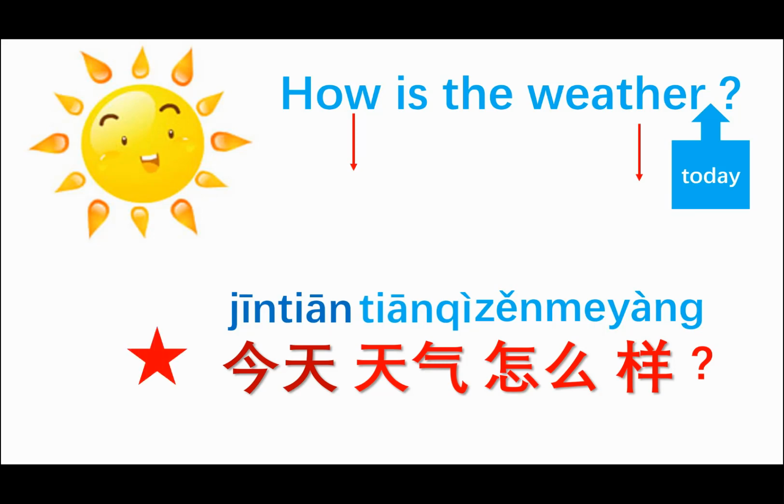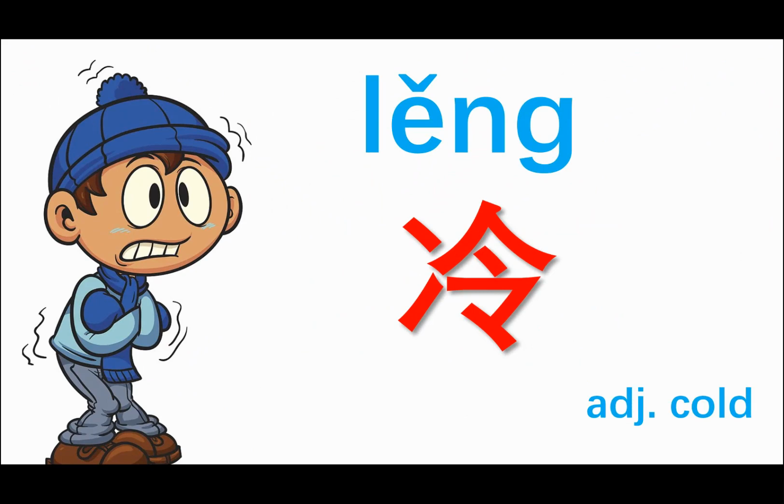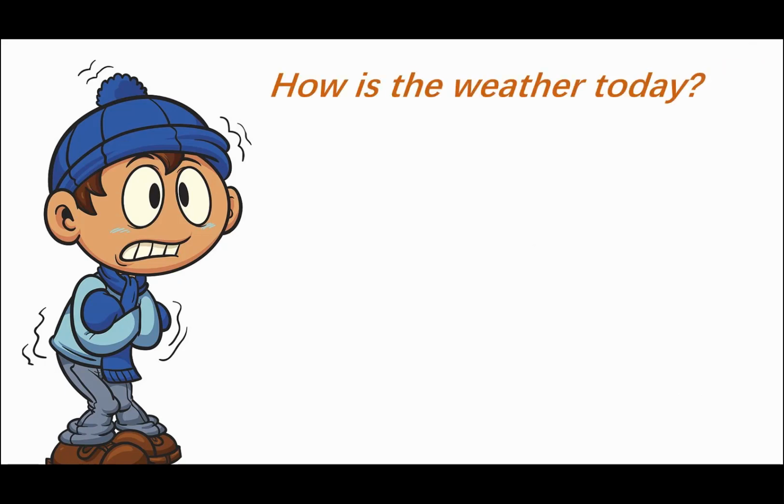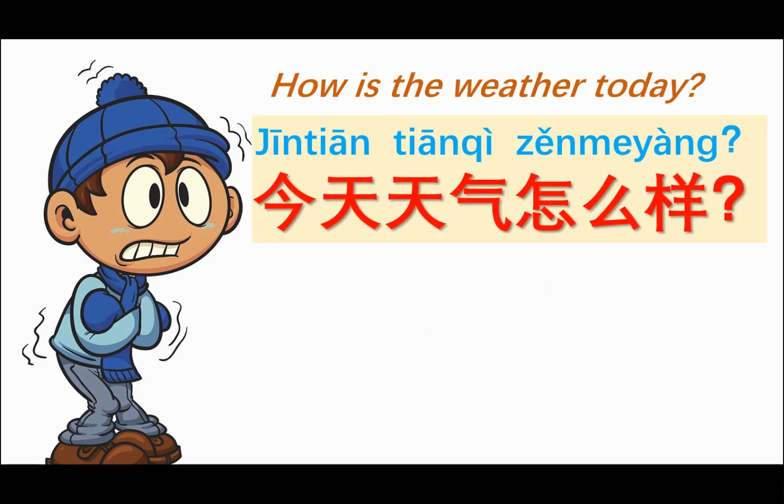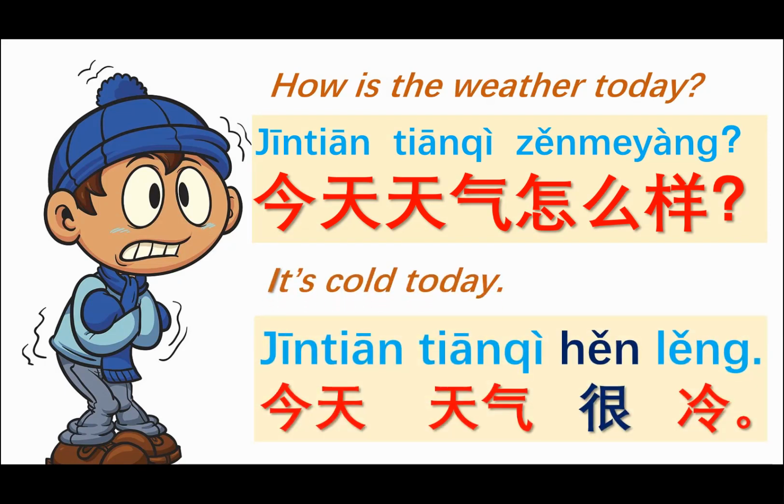Then we need to learn some basic words to describe 天气 in Chinese, right? And the first one is 冷. It suits our weather now, right? It is very cold today. So 冷, cold. Okay, then how is the weather today? 今天天气怎么样? It's cold today. 今天天气很冷.